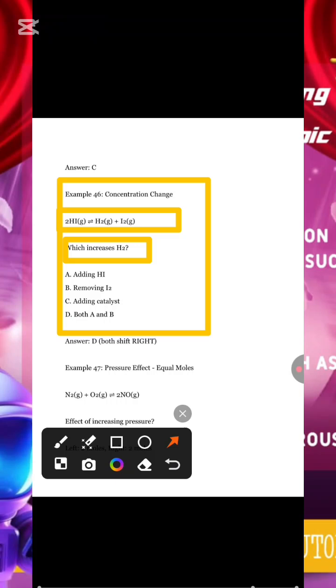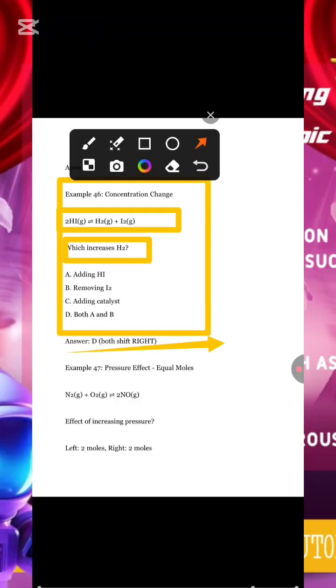Option B says removing iodine. If I remove iodine from this equation, look at it, iodine is a product. Remember that if you remove from the product or from the reactant, equilibrium will shift towards that direction. So removing iodine will also lead to more production of both hydrogen and iodine. So option B is correct also. Option C says adding a catalyst. Remember that a catalyst does not shift equilibrium anywhere, so option C is wrong. So the answer is option D, which says both A and B.